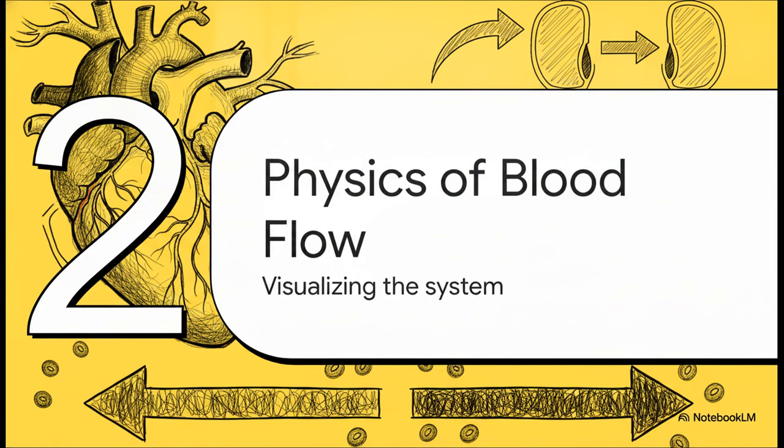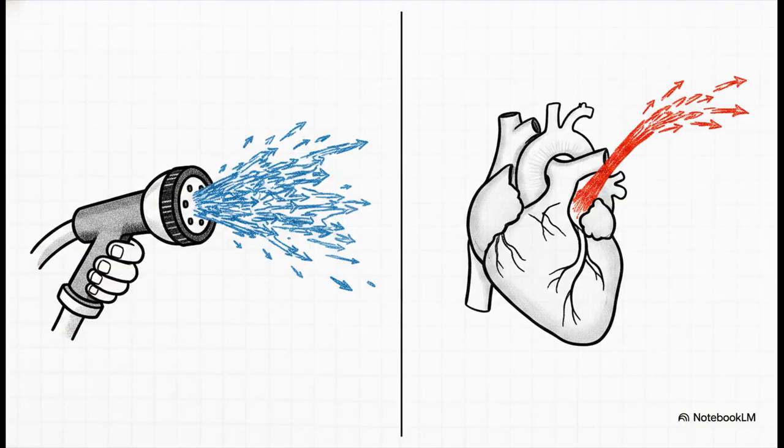Moving on to section 2, the physics of blood flow, visualizing the system. To really visualize this, imagine you're holding a standard garden hose. When the water is just flowing normally out of the open end, the speed is pretty steady, right? Nothing crazy. But what happens when you jam your thumb over the opening? You're narrowing the exit, and suddenly the water shoots out way, way faster.